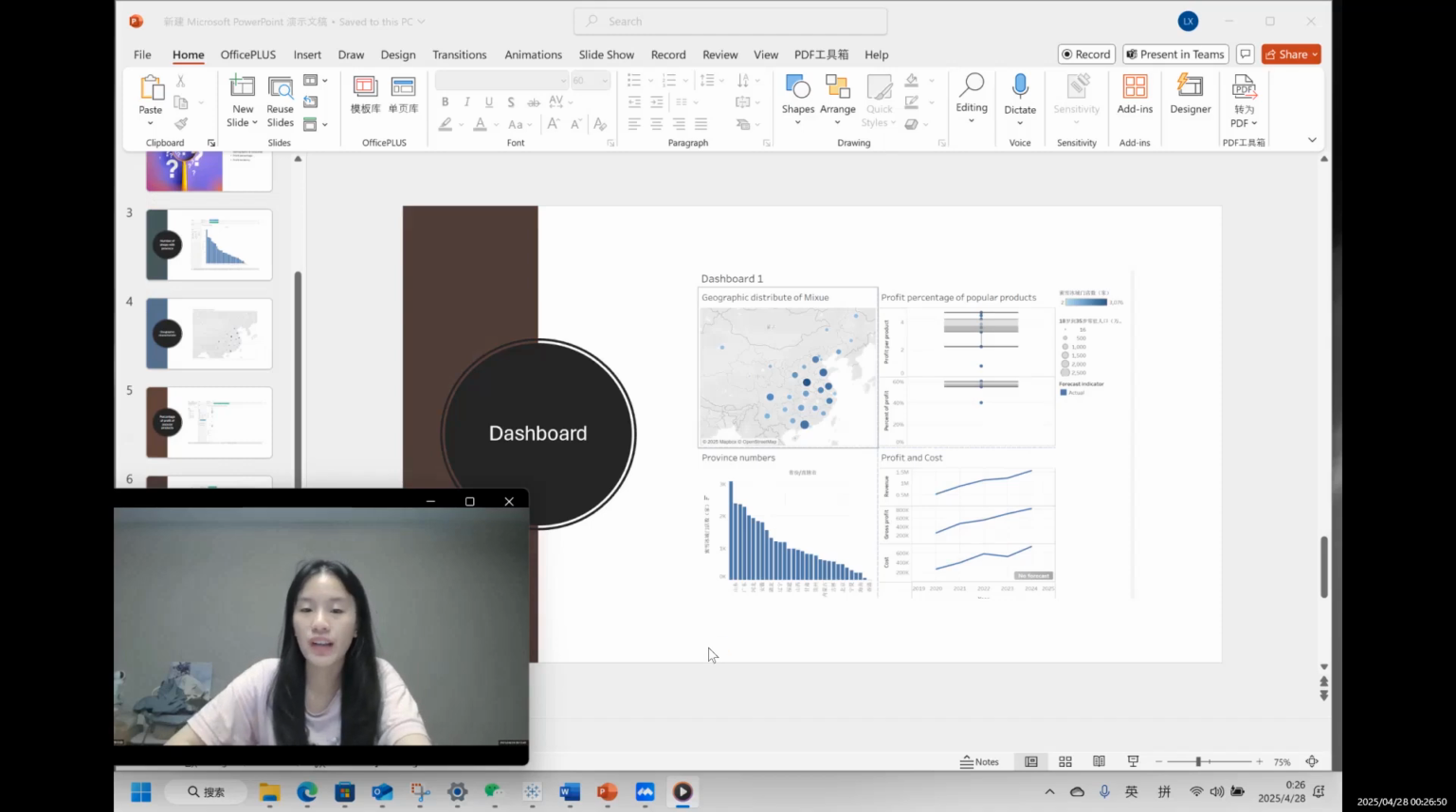In my dashboard, I combine these four charts. Using the area filter, you can filter the bar chart and the map in the same category. And clicking inside the other two charts will give you more information about those percentages and the tendency of the profit and cost.